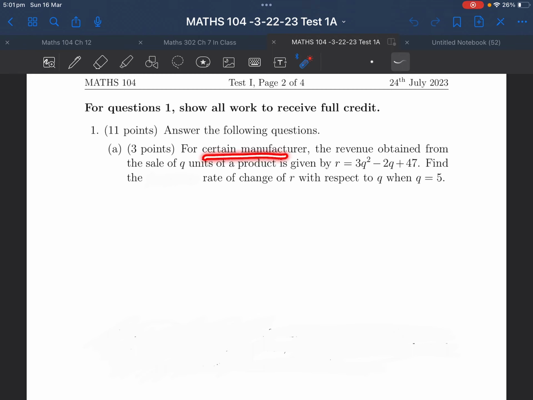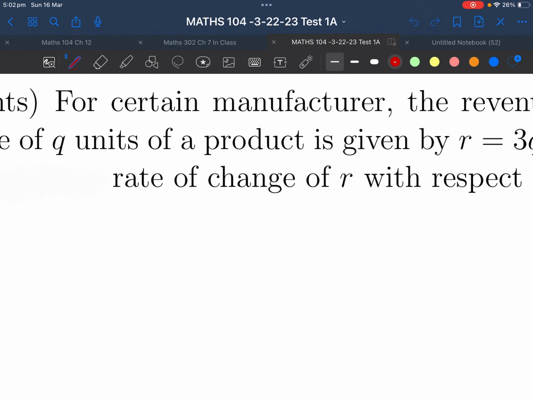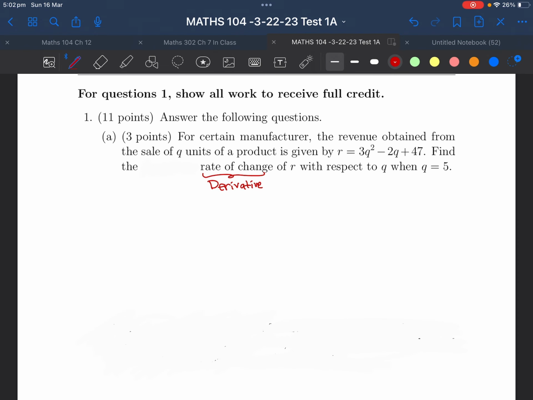For a certain manufacturer, the revenue obtained from the sale of Q units of a product is given by this formula. So I have the revenue given here. I need to find the rate of change of R with respect to Q when Q is equal to 5. To tackle this question, the first thing to remember is what the rate of change is. There is another word for the rate of change: we call it derivative. So all we need to do in this question is find the derivative, and then find the derivative at Q equal to 5.